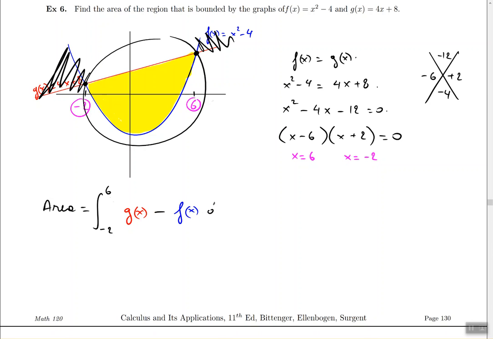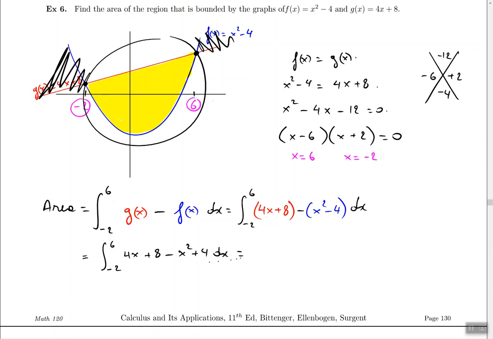And we integrate with respect to x. So the integral is going to go from negative 2 all the way to 6. The function g of x, which is 4x plus 8, minus the function f of x. And the f of x in this problem is x squared minus 4. And keep in mind, I'm putting parentheses everywhere because I want to make sure that my minuses distribute correctly. So this is the integral from negative 2 to 6 of 4x plus 8 minus x squared plus 4 dx.